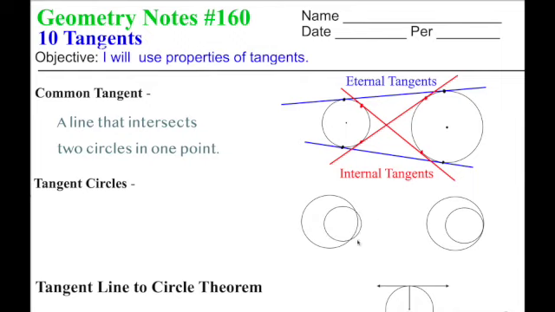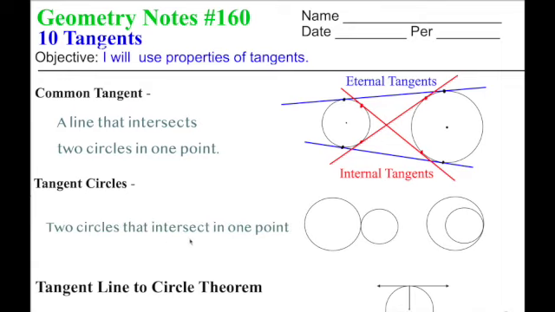I show one over there, but I could touch the circle from the inside. This would be an internally tangent circle. This is an externally tangent circle. Tangent circles are two circles that intersect in one point. So I have 1 point there, I have 1 point there.